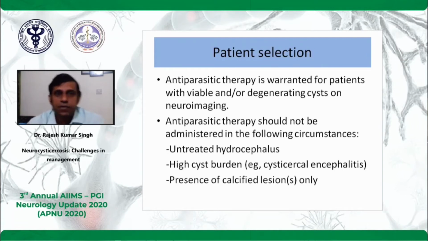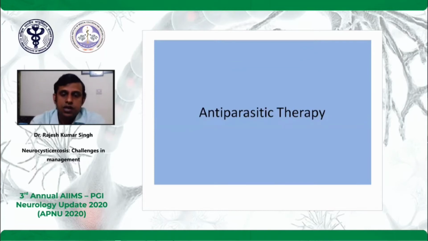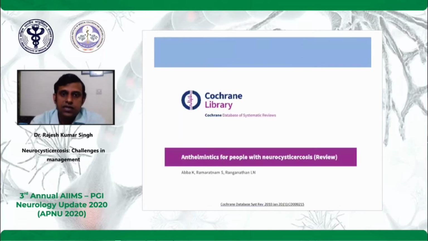Usually, antiparasitic therapy is warranted for patients with viable and degenerating cysts on neuroimaging. It should not be used for calcified lesions. Antiparasitic therapy should not be used in the following conditions: when there is untreated hydrocephalus, or there is a high cyst burden, for example presenting with cysticercal encephalitis, raised ICP, and presence of calcified lesions. So, regarding the use of antiparasitic therapy.